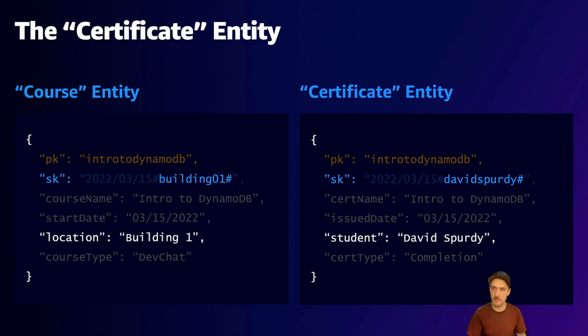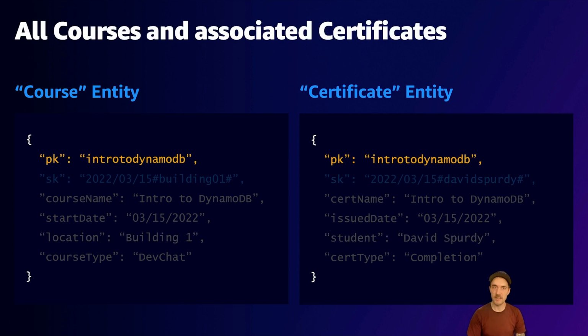So again, very similar keys. PK is going to be the same. They're both going to have the date. And in our system, a certificate is going to be given on the same date you complete the course. But then the course entity has a location and the certificate entity has a student, so they're not actually going to collide with each other. We're also assuming that students' names aren't the same as locations, and vice versa. But let's see what happens here.